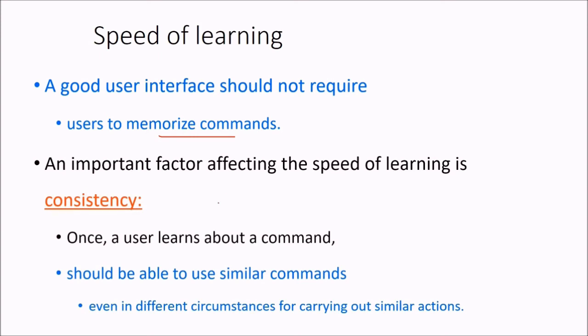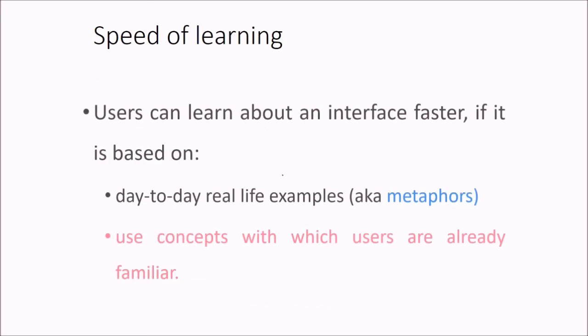But there is an important factor which affects the speed of learning, which is consistency. What is this? Just assume that the user learns about a command and he should be able to use similar commands, even in different circumstances, for carrying out similar actions. He may be able to just memorize, and a self-intuitive aspect should be there, that if he is using some command and is trying to do a similar activity, the other command should be self-explanatory and intuitive. So the user can learn about an interface faster and quicker.